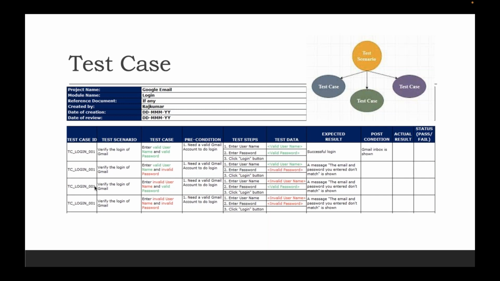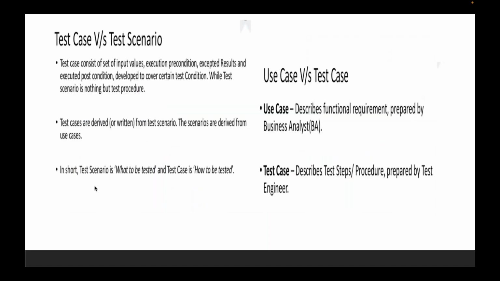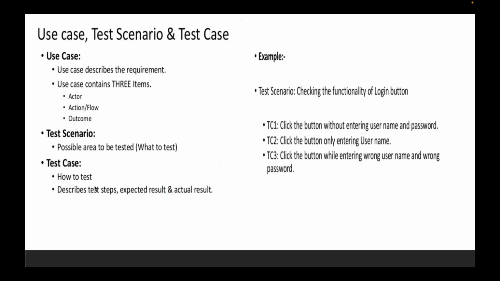Then scenario. So we'll also see what a scenario is later in the upcoming slides. And then test cases, precondition, test steps and data required. Expected result, actual result, and then you'll also see status, pass or fail. So these are the minimum criteria that have to be fulfilled to create a test case. If this data is there, you can start creating a test case, guys. Then we'll also see test scenario versus test case, use case versus test case, and some real-time examples for our understanding about use case, test case, and test scenario.